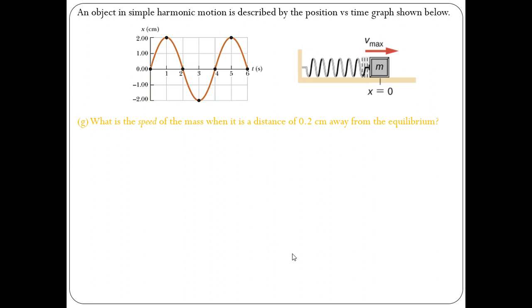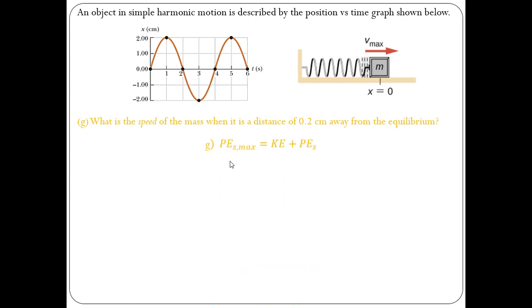All right, part G. Part G asks us to find the speed when the particular object is 0.2 centimeters away from the equilibrium, whether it's on the left side or right side. It wants speed, so it doesn't really matter whether it's moving left or right. But to do this particular part, you have to recognize that you need to use conservation of energy.